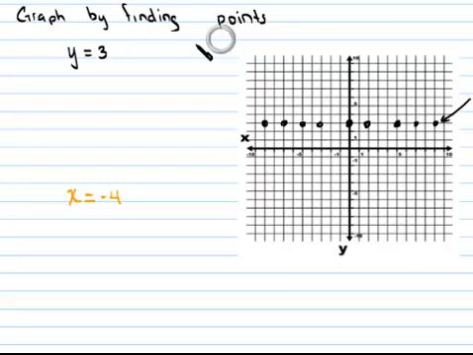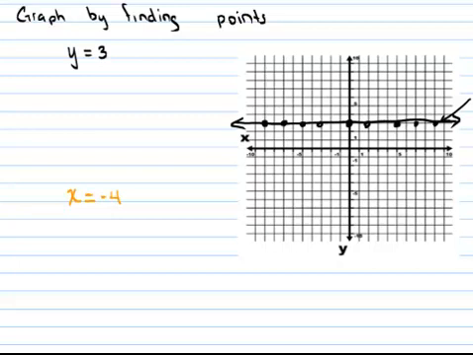Anytime you have to plot something where all it says is y equals something, then you go to that y value on the y-axis and you draw a line straight across like this. Because the x value doesn't matter. The x value can be anything, but the y value must be 3. It's going to be a horizontal line.